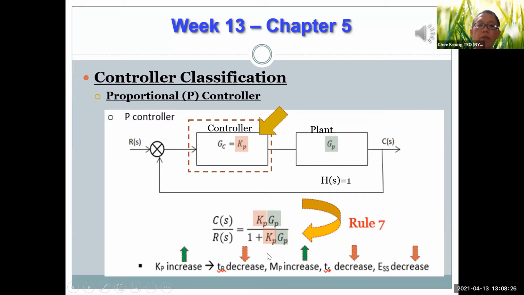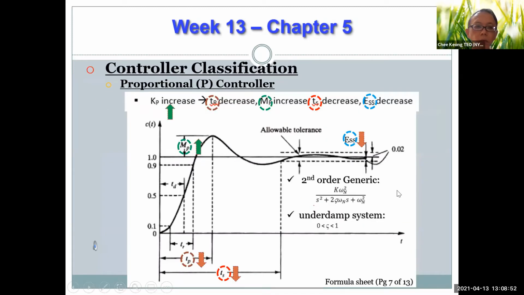And we observe that for a P controller, as you increase Kp, that will be the effect. The peak time, Tp, will actually shorten. The Mp will increase, the maximum peak will go up, the settling time will go down, and the steady state error will decrease. That is the consistent behavior of the P controller. Pictorially, if we look at the underdamped response, by increasing Kp, you can see that Mp increases whereas Tp, Ts and Ess decrease.